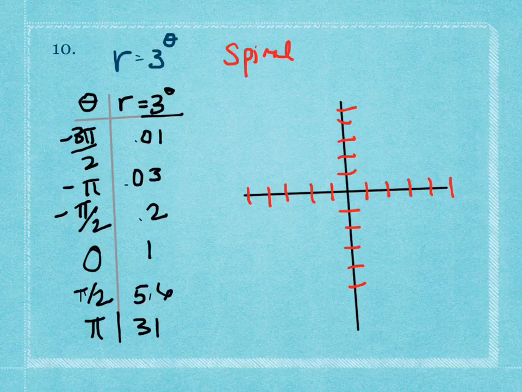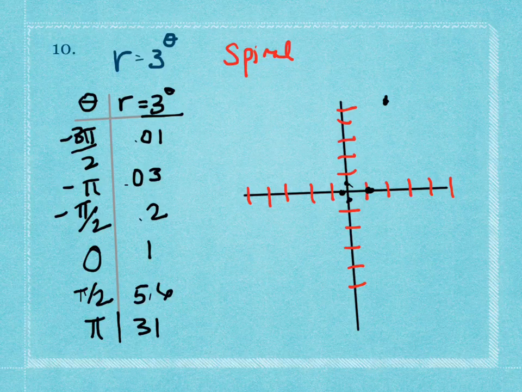So if I plot these, as I move my way around, I'm actually starting out at very, very barely above the x-axis, on the y-axis right here. I'm going to negative pi at 0.03, which is just a little bit further out. I'm at negative pi over 2, which is 0.2, again a little bit further out. The next one I'm at is actually 1, which is right here. I'm at pi over 2, which is halfway through my first quadrant, 5.6. So it's actually pretty far out there.